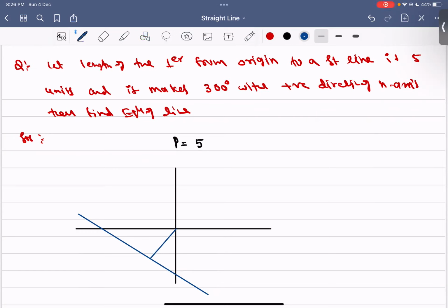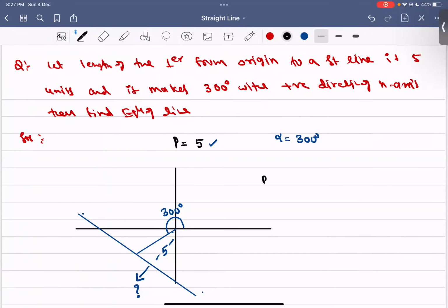So this distance is given as what? 5 units. This is always a positive distance. P is always positive. What is the angle? This one. This angle is given as 300 degrees. Then it is being asked to find the straight line equation. So here P is given as 5 and alpha is given as 300 degrees.